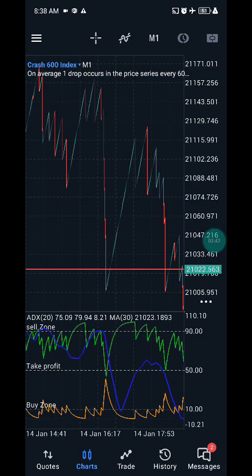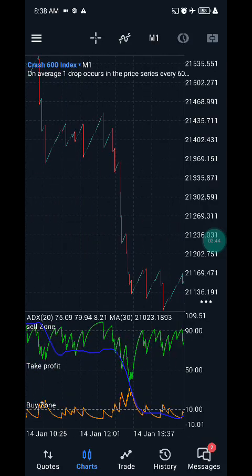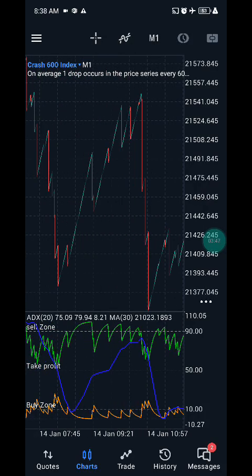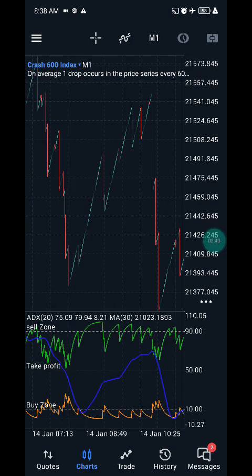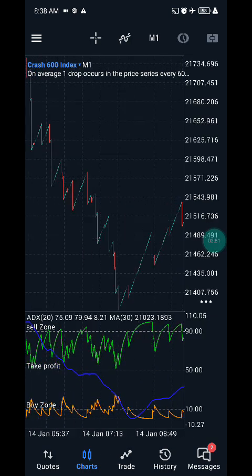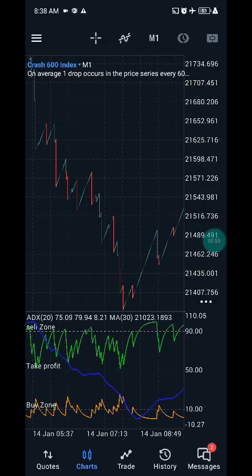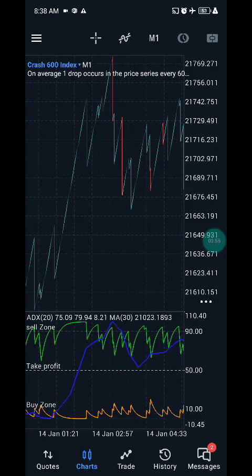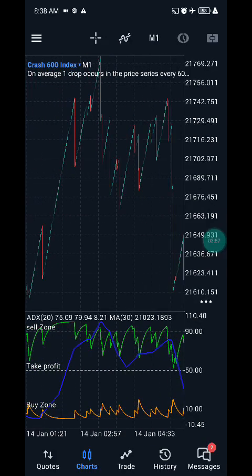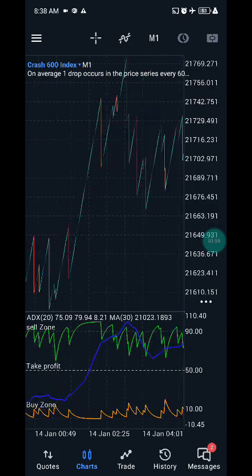So that's exactly what you just need to do, and with this strategy you can catch a lot of spikes every day. So this strategy works on all Boom and Crash indices. All you need to do is to do the settings, and everything is going to go along with what you plan.